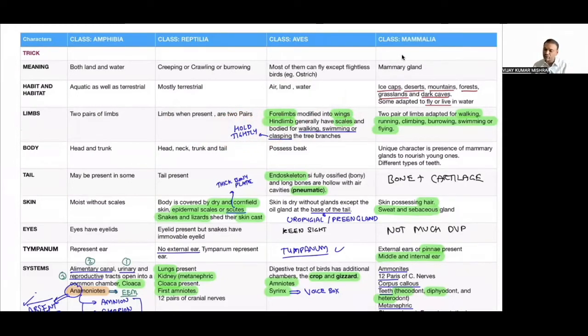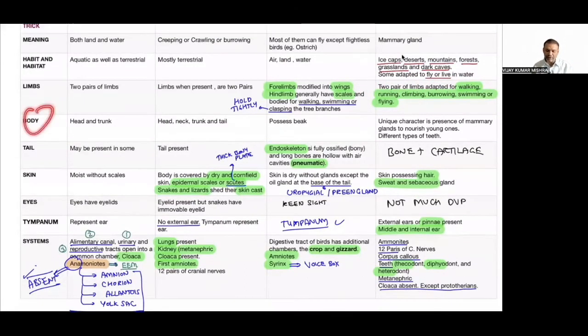Two pairs of limbs are there, forelimb and hind limb. The hind limb is used for walking, running, climbing. The forelimb is used for climbing, burrowing, swimming, and flying. So these are the functions that both limbs, forelimb and hind limb, together perform. Right. When we talk about the body of amphibia, it is head and trunk. Head, neck, trunk, and tail are also here. They possess a beak. They have a head. They have a trunk as well.